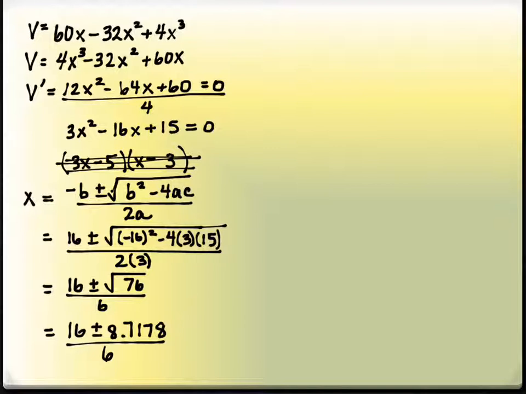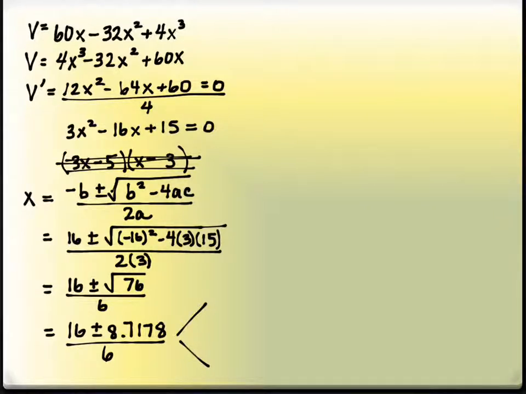Okay, now this gives me 2 answers, right? Because I've got a plus something and I've got a minus something, and they both actually happen to be positive, so we don't actually get any negatives on this one. So let's take this and do the 2 answers. I want you to take 16 plus this 8.7178, divide by 6. Somebody tell me that value with 2 decimal places. Final answer, 2 decimal places.